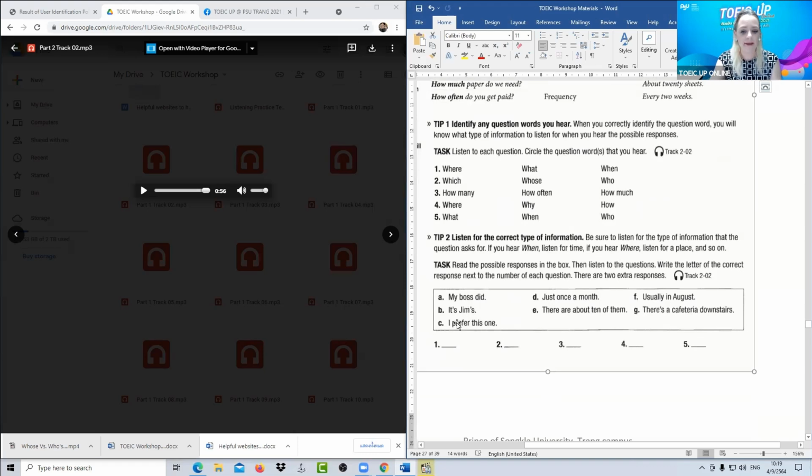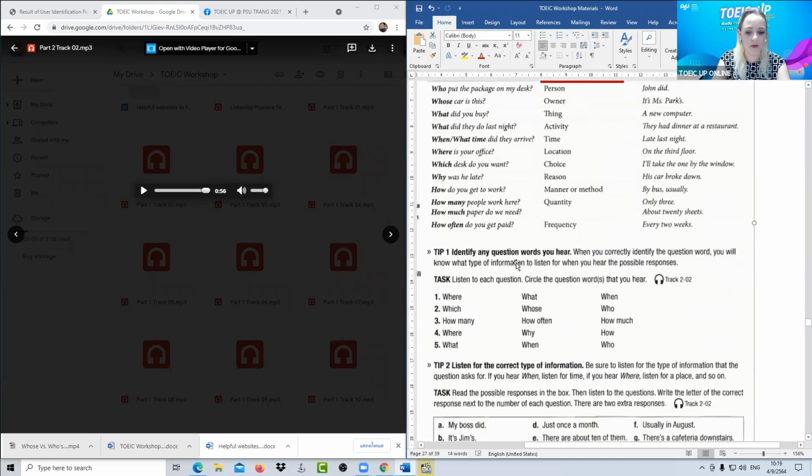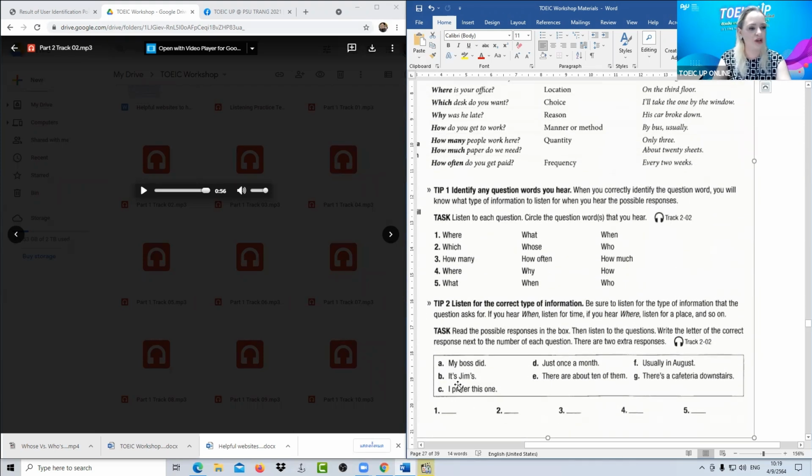Good. C, I prefer this one. What? Which? Good. So it's not what, it's which. Which is always a choice. Remember, prefer means you like something more. Do you prefer tea or coffee? I prefer tea. It doesn't mean you don't like coffee. It just means you like tea more. Which one do you prefer? So this is a choice. I prefer this one.